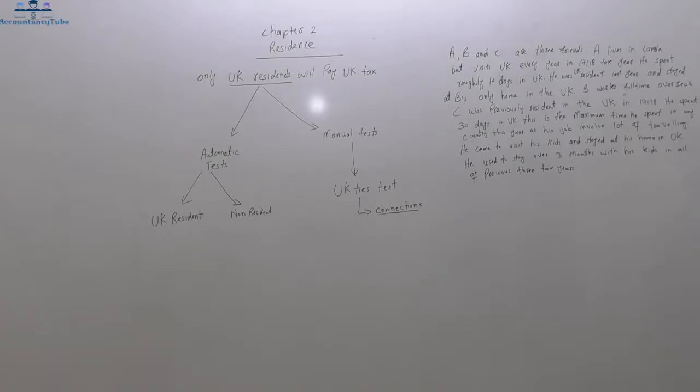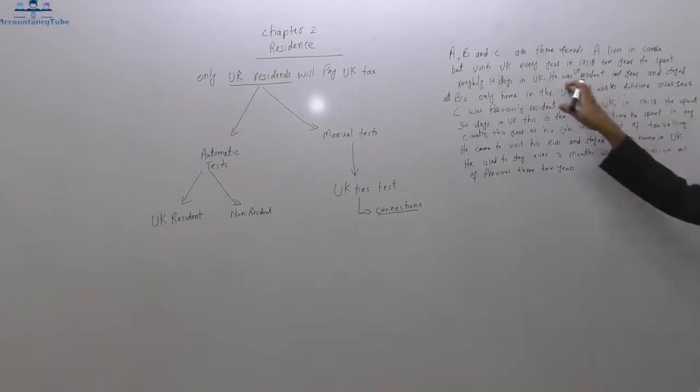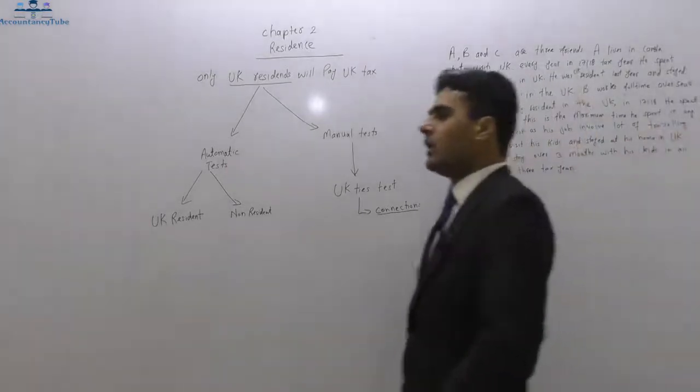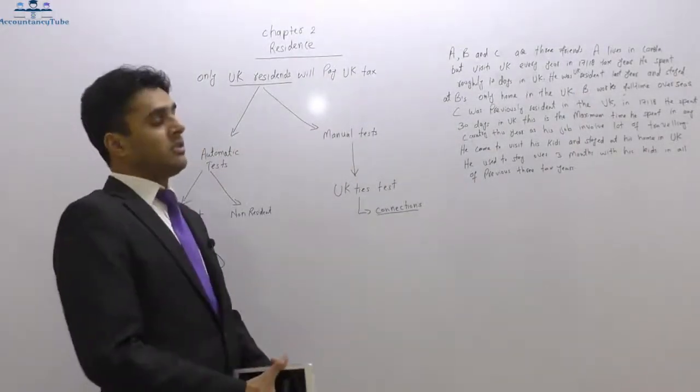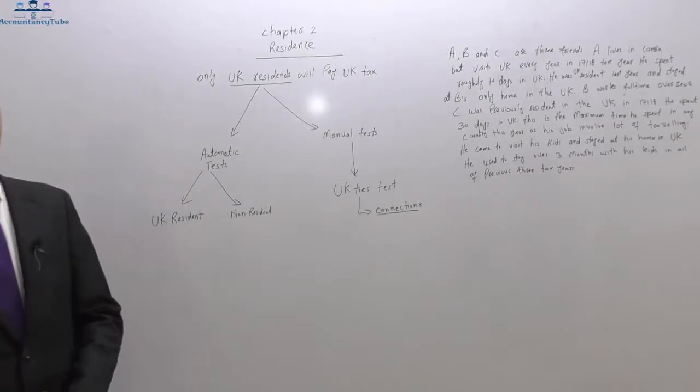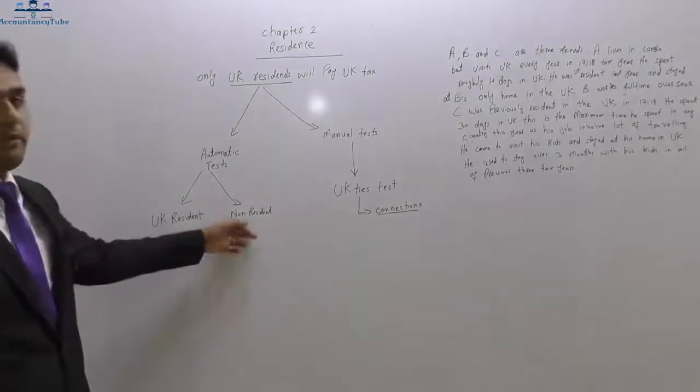He was UK resident last year and stayed at B's only home in the UK. Alright, so he was previously resident and he only spent 10 days in the UK. So he spent less than 16 days in the UK. It doesn't matter whether he was previously resident or not, he will be considered automatically non-resident.